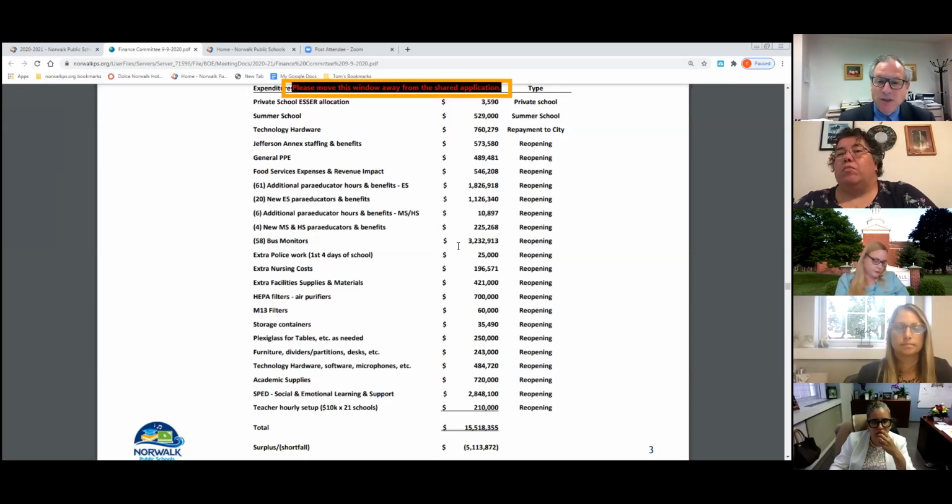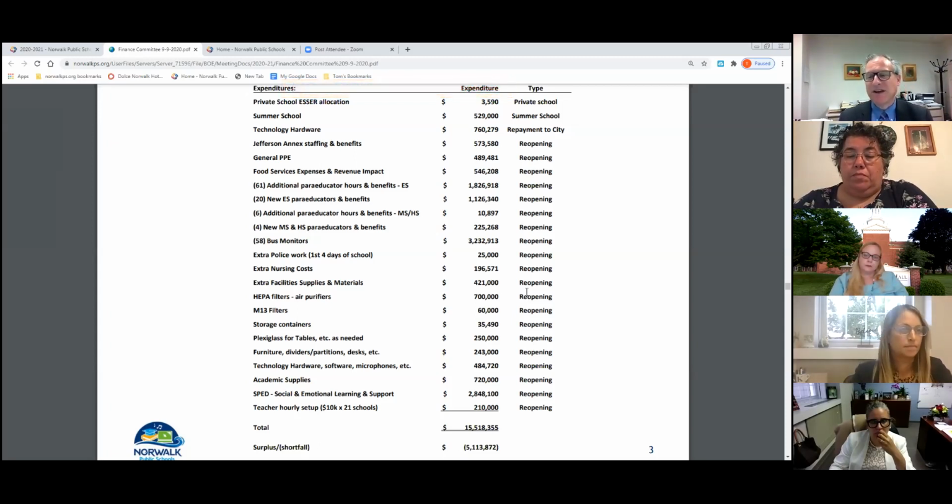And the bus monitors, part of that's going to depend on how long the bus routes are, and that we're going to get a better handle on as we get through the first couple of weeks of school. The estimate from our transportation coordinator, Joanna, was that it would be somewhere between 5.5 and 6.5 hours a day. Well, 5.5 hours a day puts you at 27.5 hours a week, and 6.5 hours a day puts you at 32.5 hours a week. So we're going to have to just kind of play that by ear and see where that all lands.